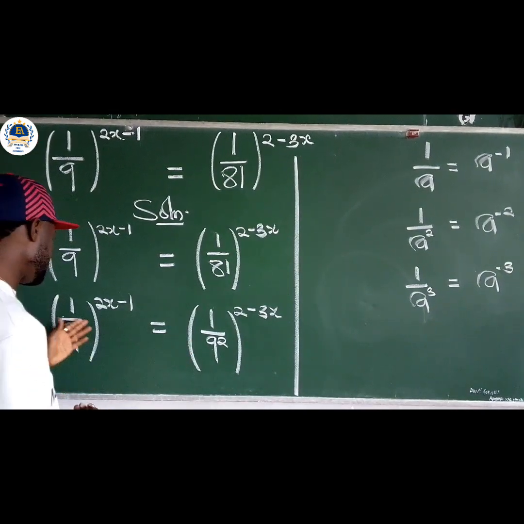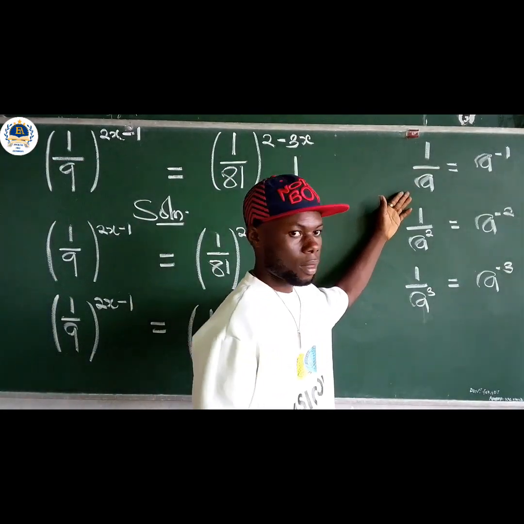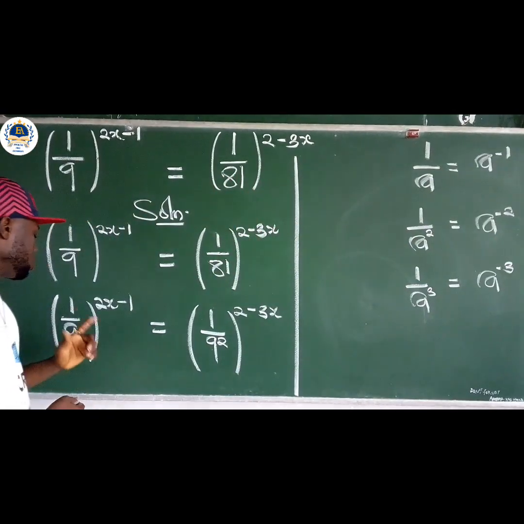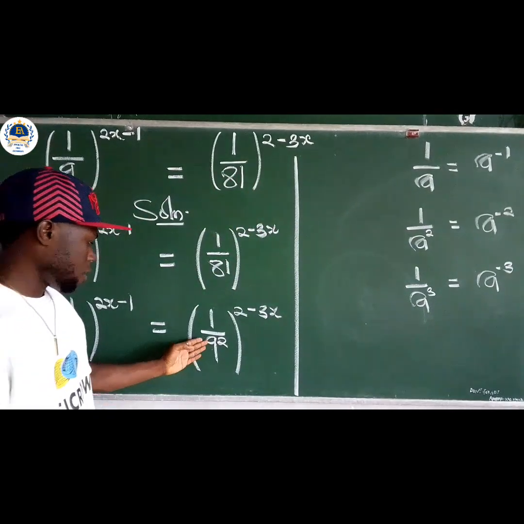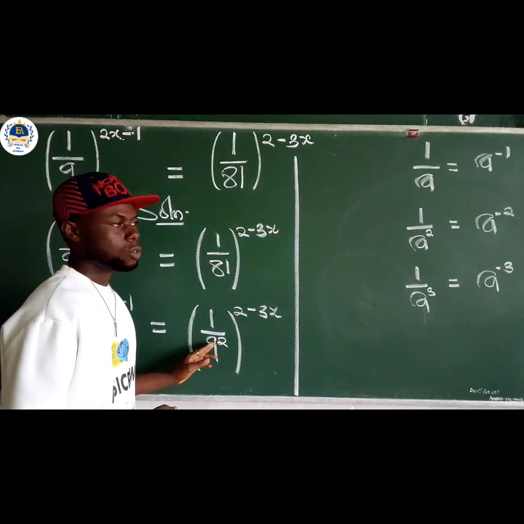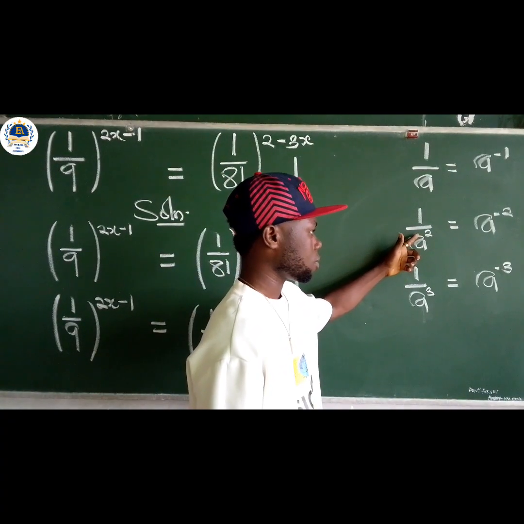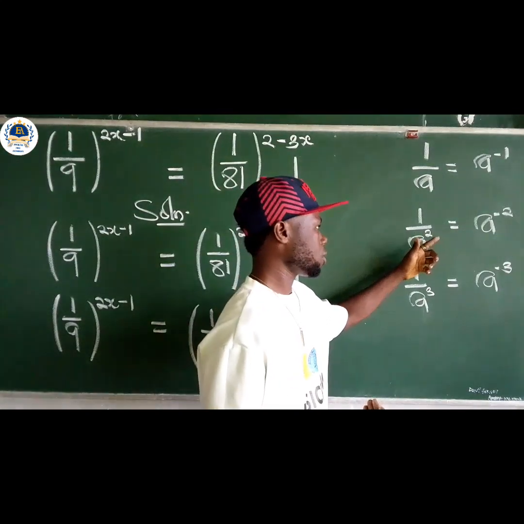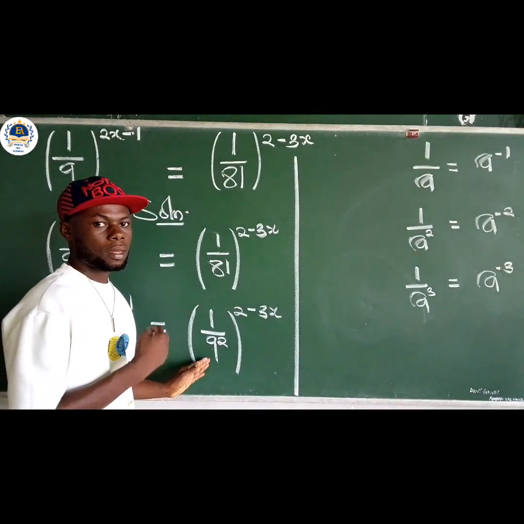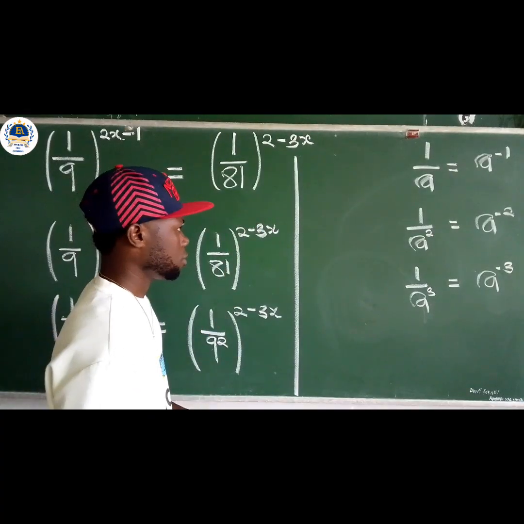If we are comparing this 1/9 with what we have here, 1 over a, the answer becomes 9 raised to the power of minus 1. Over here, if we are comparing 1/9 raised to the power of 2 with this 1 over a raised to the power of 2, take note, the result is a raised to the power of minus 2. So this answer eventually becomes 9 raised to the power of minus 2. Let's bring it over to this side.